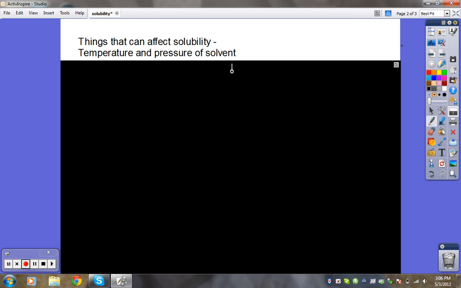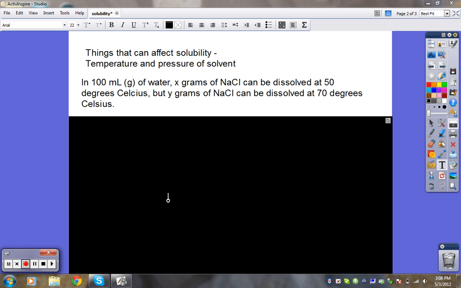That's a lot of words, so let me break that down for you. For example, if I had 100 milliliters, which is of course 100 grams of water, remember, water has a density of 1 gram per milliliter. X grams of NaCl, sodium chloride, can be dissolved at 50 degrees Celsius. I don't know off the top of my head what that X grams is, but it would be a certain number of grams in this much water at this temperature.